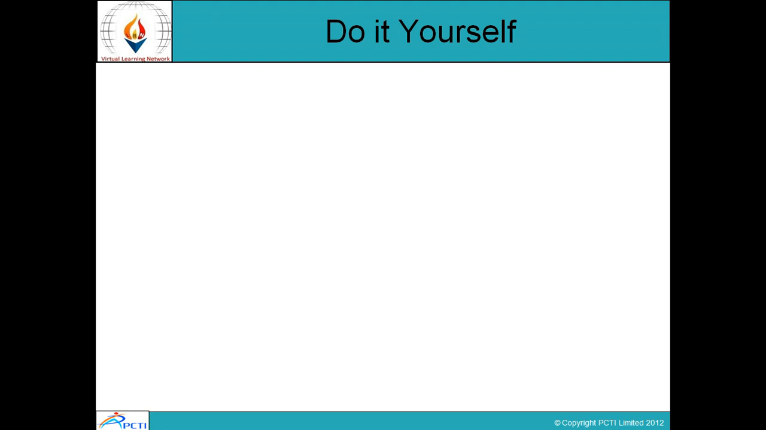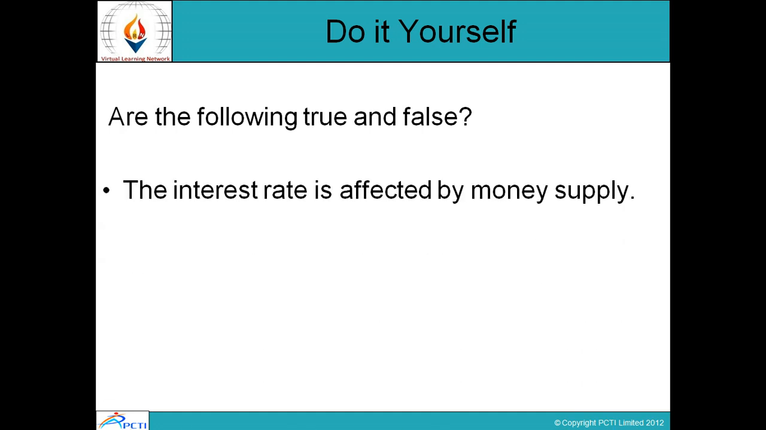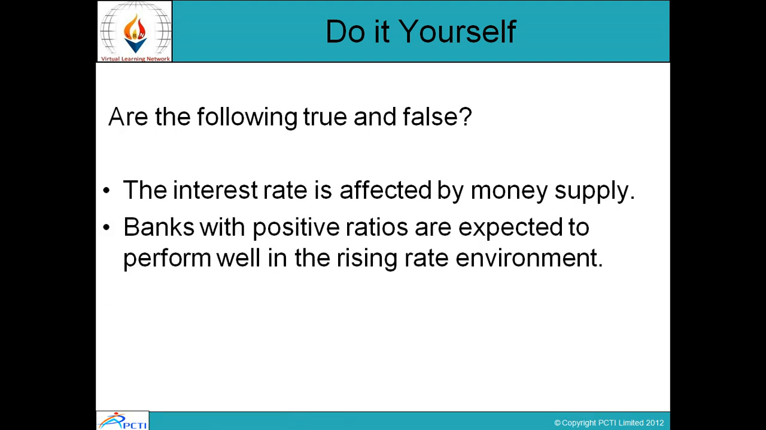Do it yourself. Are the following true or false? The interest rate is affected by money supply. Banks with positive ratios are expected to perform well in a rising rate environment.